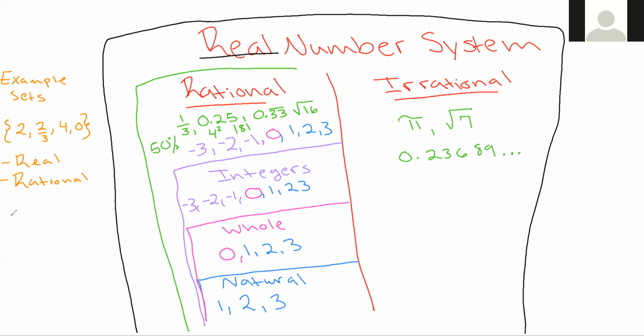Okay, so let's do another example with the set. So let's say I have the set the square root of 4, 0, -3. And I want to find the subsets that apply to everything in this set. So I know they're all real. So if it's real, I want to go, is it rational? Is it irrational? These are all rational. So I can put that.